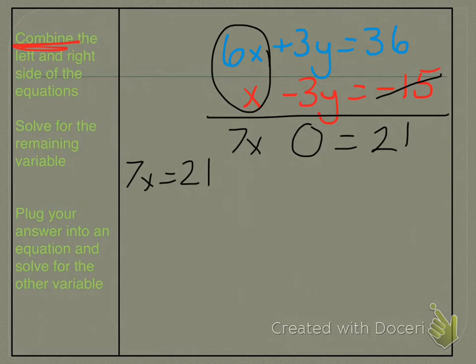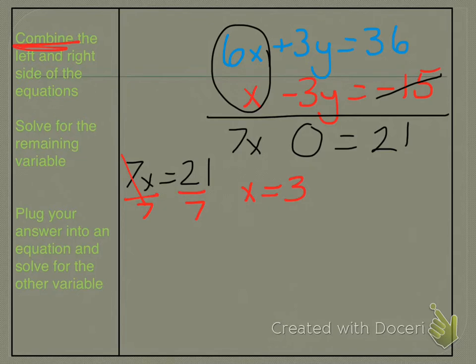I solve for the remaining variable. Now, for this problem, my remaining variable is x. So, how do I solve that? Well, I divide both sides by 7. We already should know how to do that. And I get x equals 3.